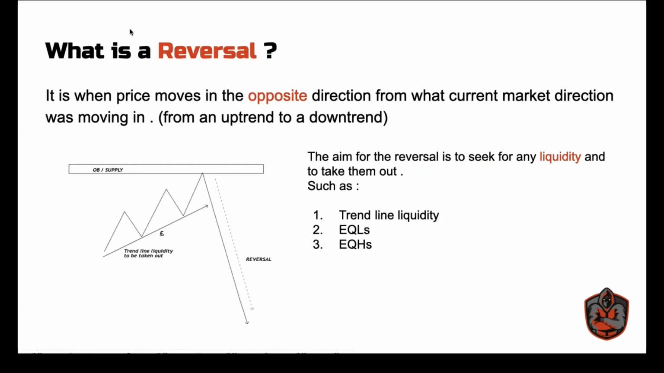Now let's move over to reversal. What is a reversal? It is when price moves in the opposite direction from what current market direction was moving in. So if it was in an uptrend, it will go from an uptrend to a downtrend, okay? The aim for the reversal is to seek for any liquidity and to take them out, such as trendline liquidity, equal lows, and equal highs.